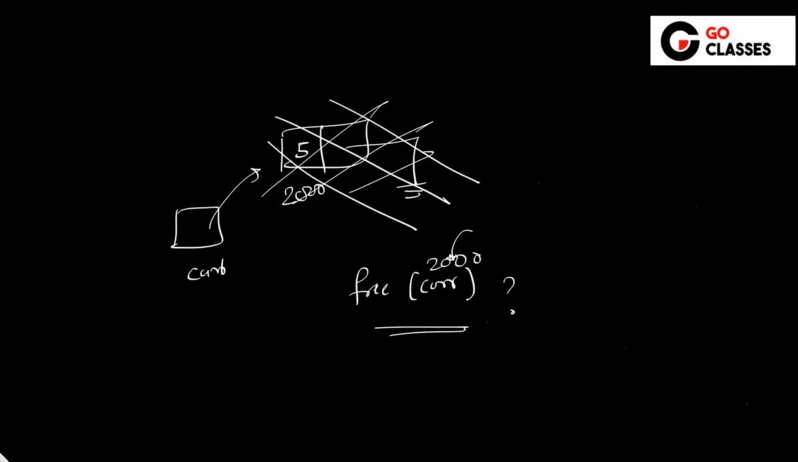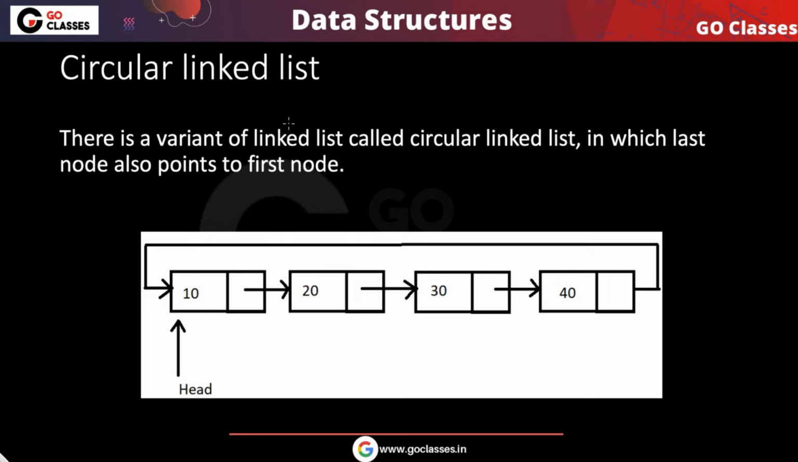Okay, now let's go to the circular linked list. A circular linked list is a normal linked list in which, instead of the last node pointing to null, the last node points to the first node. This is how we create a circular linked list. This is the difference between a circular linked list and a singly linked list. Singly linked list means the last node points to null, but circular linked list means it points to the first node.